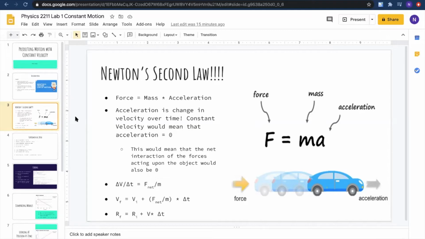As you can see in the bottom of this slide with derivations of our formula, we can rearrange it to where we can have final velocity is equal to the initial velocity plus the net interactions divided by mass times delta t. This is very important for being able to find future predictions and future positions of our object. We can plug our final velocity in to get final position is equal to initial position plus the velocity times delta t. This rearrangement allows us to be able to find the future translational motion of an object.